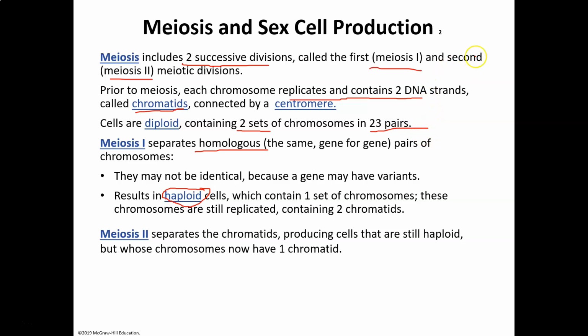And as you see, the definition of haploid contains one set of chromosomes. These chromosomes are replicated chromosomes, and each one of those contains a chromatid. The terminology is kind of weird. And then you go through the whole process of meiosis 2, which separates the chromatids, producing cells that are still haploid, but now each cell in the end has one chromatid.